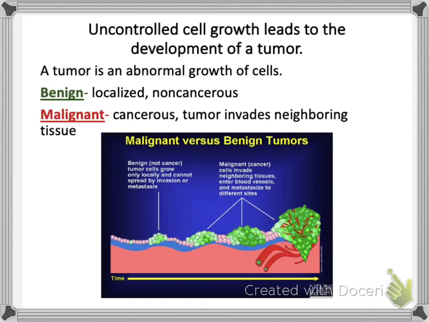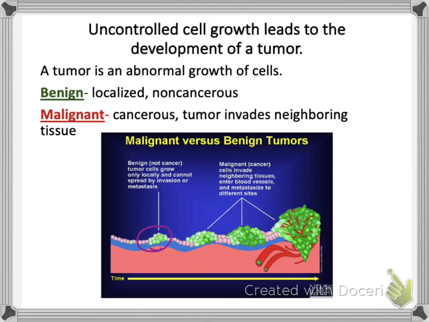This uncontrolled cell growth leads to the development of a tumor. Now, a tumor is an abnormal growth of cells. Not all tumors are cancerous. The word for a non-cancerous tumor is benign. And a benign tumor is going to be a localized tumor, like you can see here. So it's not cancerous. They grow locally and it's not spreading or invading other tissues.